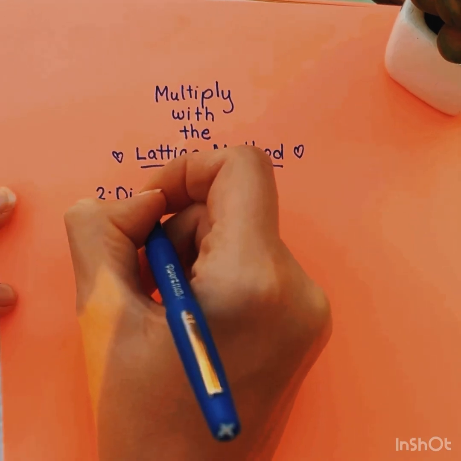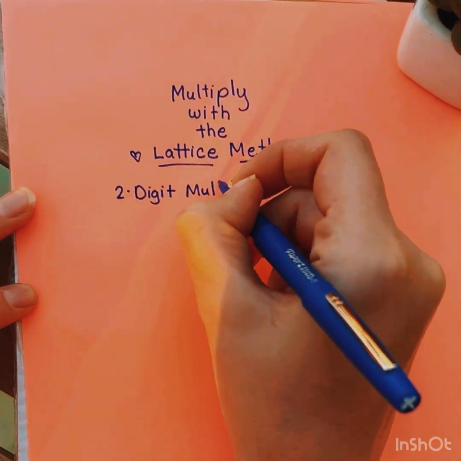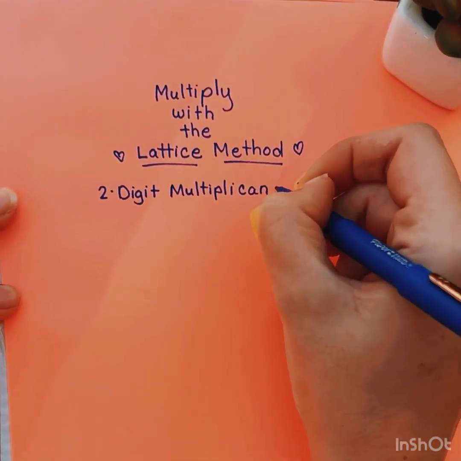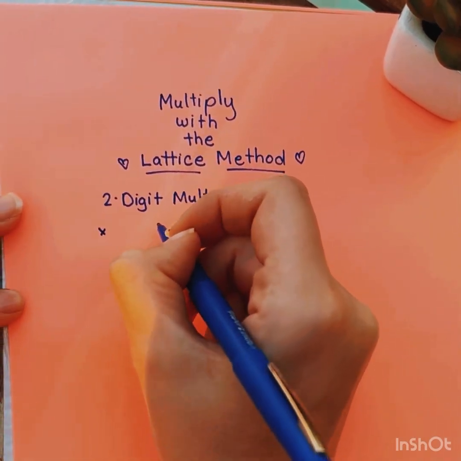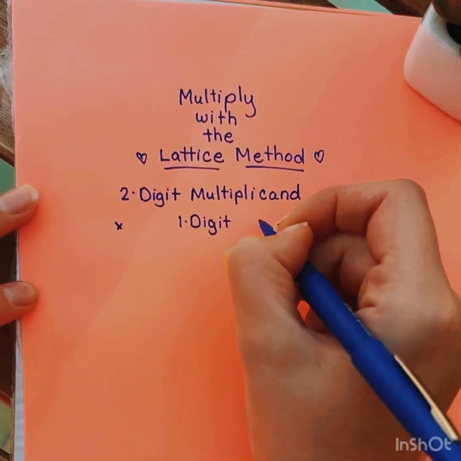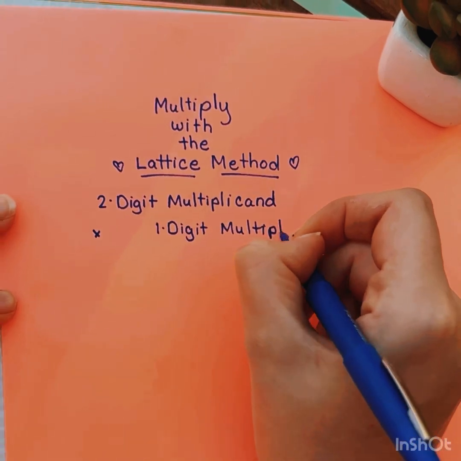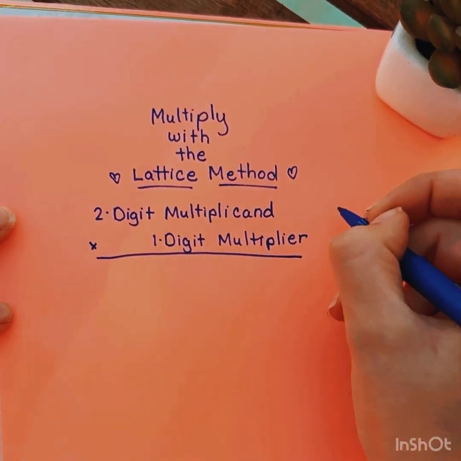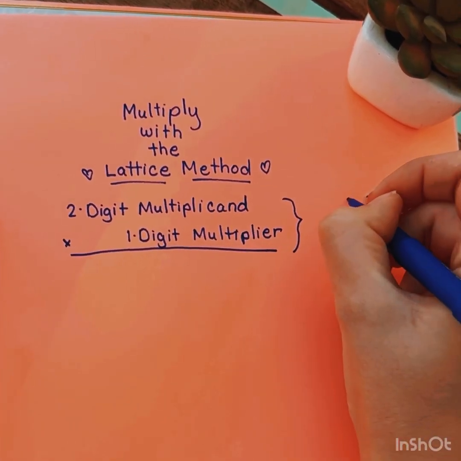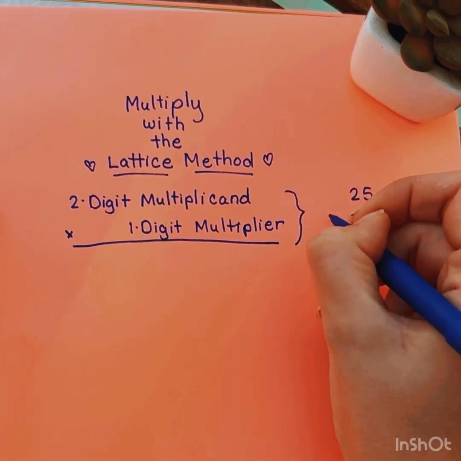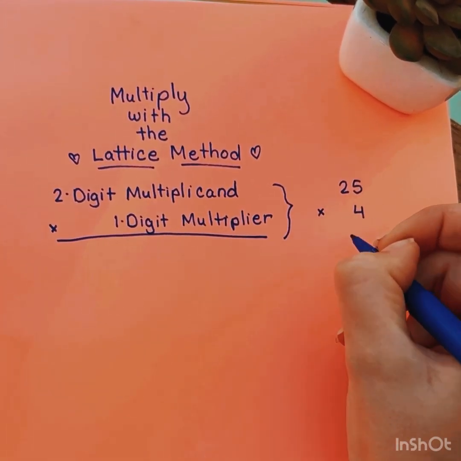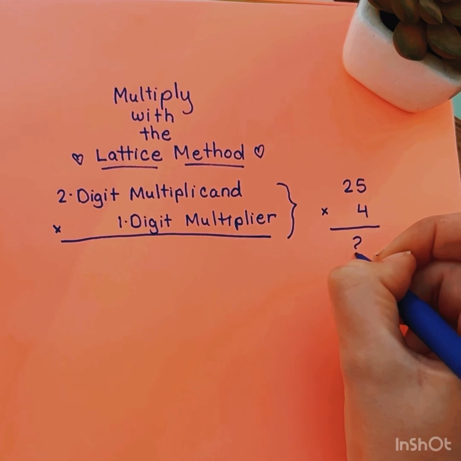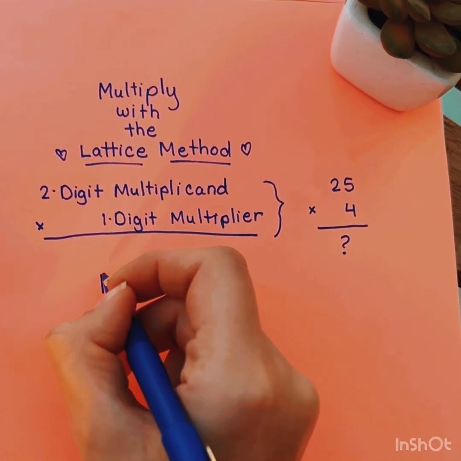This one is probably my favorite method throughout this video. We're doing the lattice method with a 2-digit multiplicand times a 1-digit multiplier. I went with a pretty simple problem. It was 25 times 4. What could the answer be?